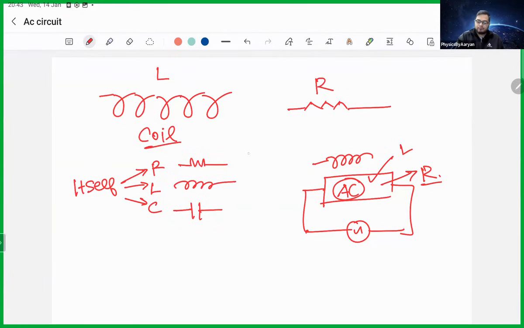Every device has an ability to resist current. Every device has an ability to resist change in current.